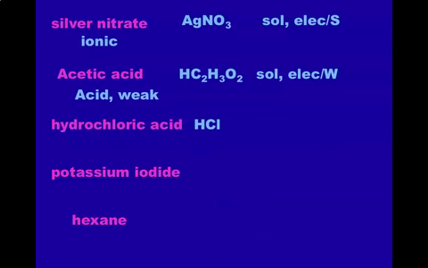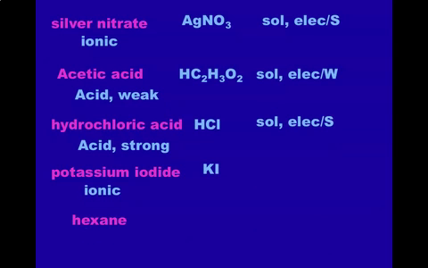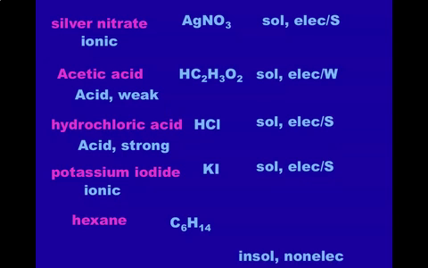Hydrochloric acid is HCl. We know that's an acid, and that's one of the 6 strong ones. So it's going to be soluble, it's going to be an electrolyte, and it's going to be strong. Potassium iodide is KI. That's a metal with a nonmetal, so that's going to be ionic, and that's going to be soluble, an electrolyte, and strong. Hexane is C6H14. That is a nonpolar compound, and so that's insoluble, which means it has to be a non-electrolyte.